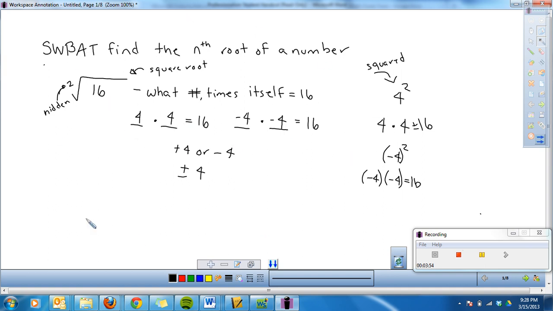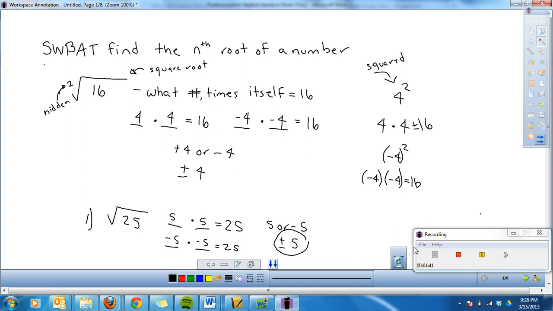Now, normally you're not going to see the 2. Let's do another example. Let's say I asked you what is the square root of 25. Now, there's no 2 here, but you can assume it's asking you what number times itself gives you 25. Well, I know that 5 times 5 gives me 25. But I also know that negative 5 times negative 5 gives me 25. So we know our solution can be 5 or negative 5, and we're going to write that as plus or minus 5.